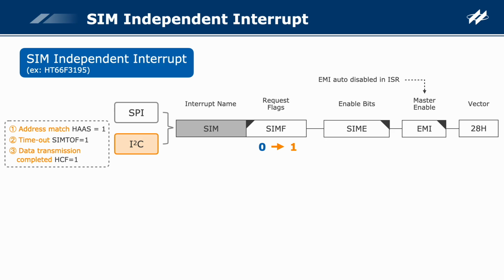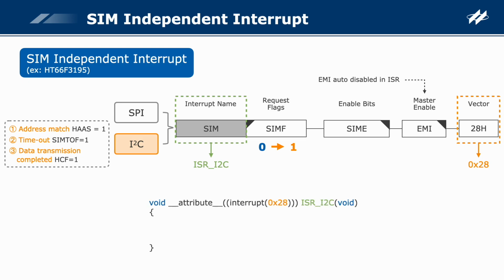Here is a SIM-independent interrupt example. First, define the interrupt name. Then look up its interrupt address. An independent interrupt corresponds to a unique interrupt event. After the program enters the interrupt, the subroutine can handle the interrupt event.